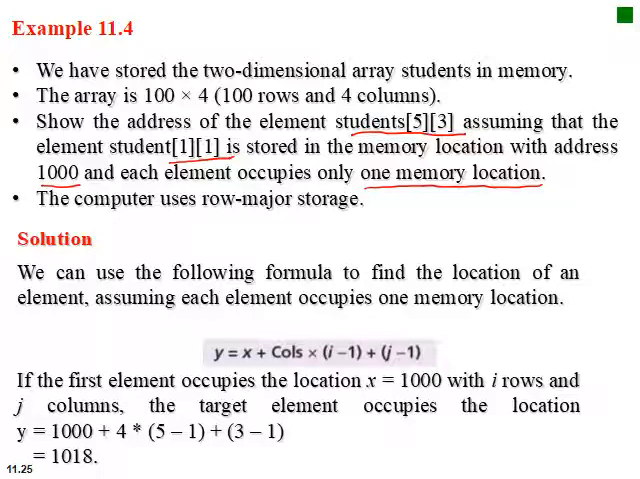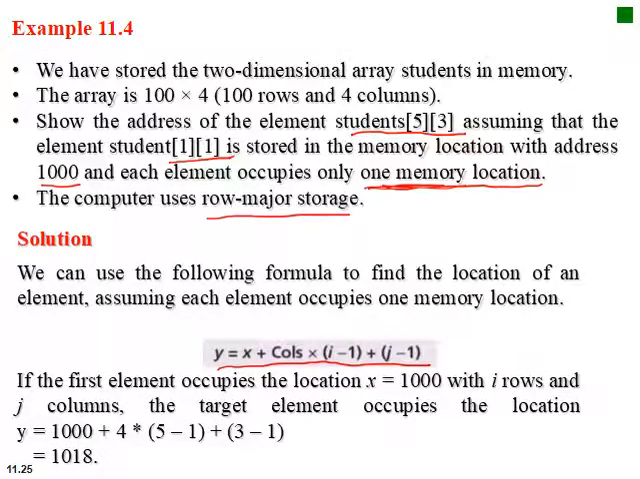The computer uses row major storage, so we also make that assumption. So where exactly is students 5.3 stored? We can use the following formula to find the location of the element, assuming each element occupies only 1 memory location. Remember, it was given to us there, only 1 memory location. We can use this formula over here.